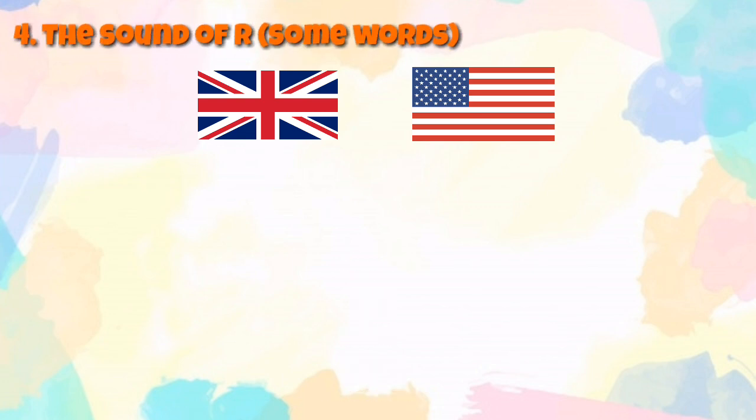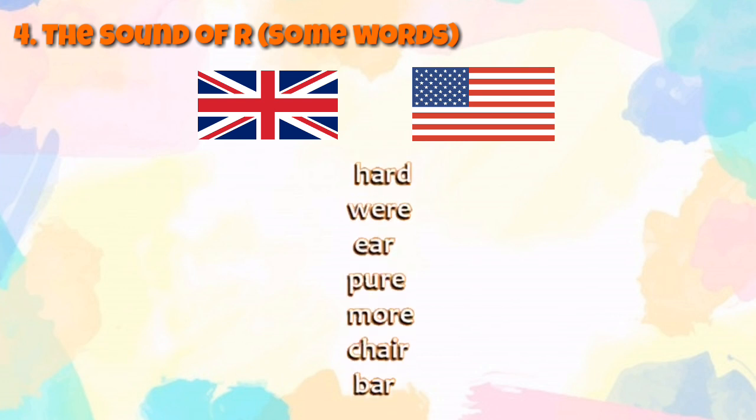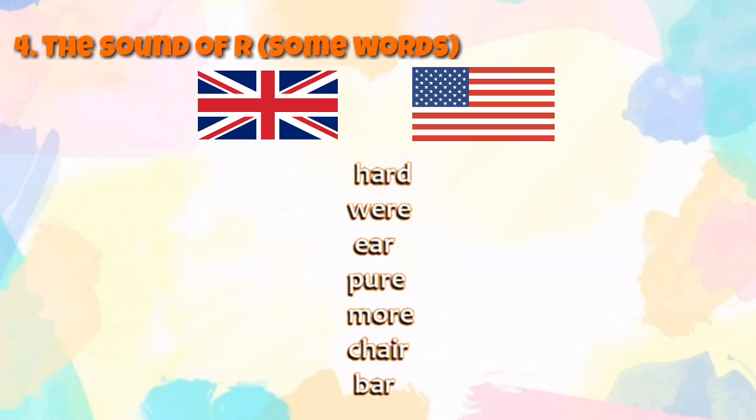The sound of R is stronger in American English. Hard, were, ear, beer, pure, more, chair, bar.